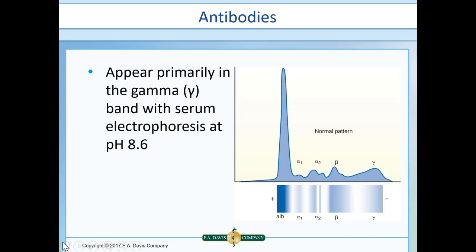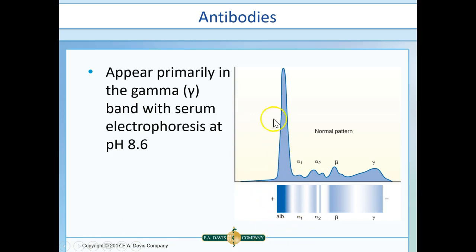Antibodies appear in the gamma band with serum electrophoresis. Now, if you don't know what this is, what we do is we take all the serum proteins in the body and we separate them based on their electrical charge and their size. Albumin would be the first one to travel through this gel, and he's really large with a very high negative charge. He stops relatively quickly.